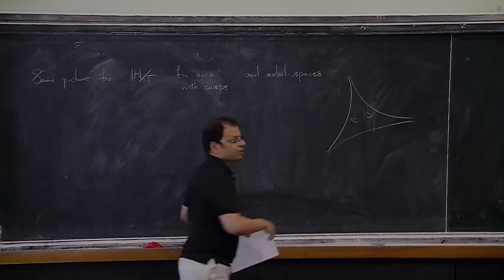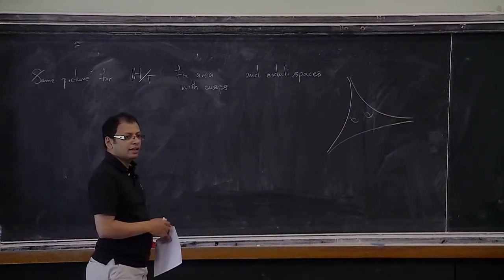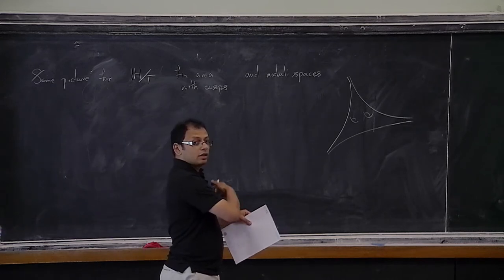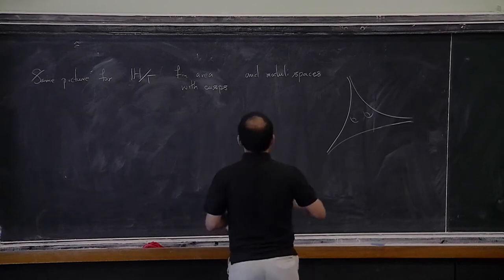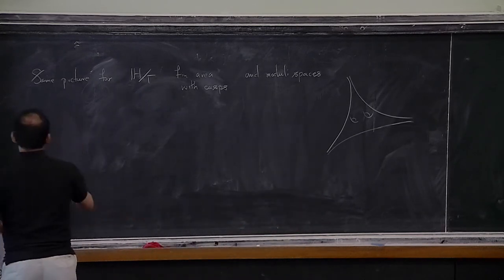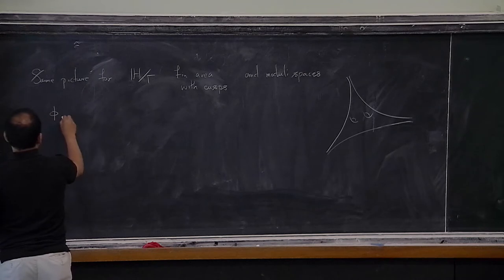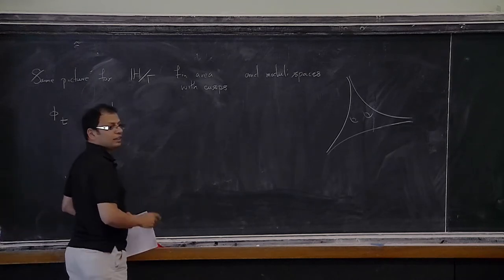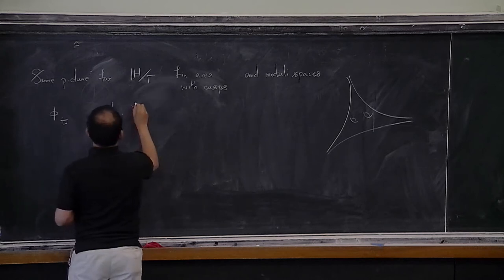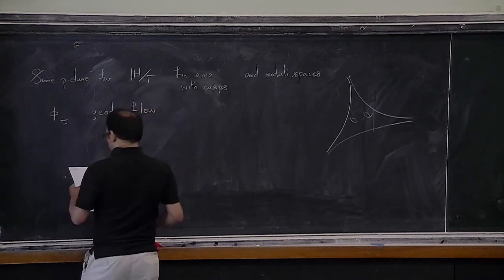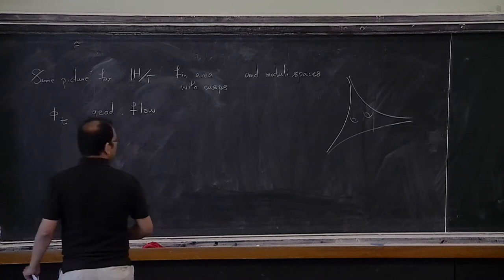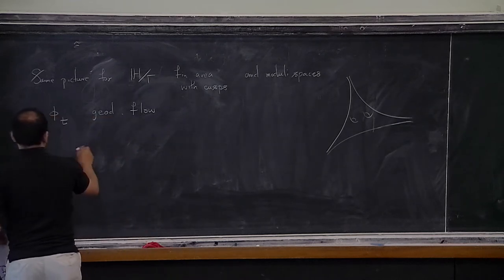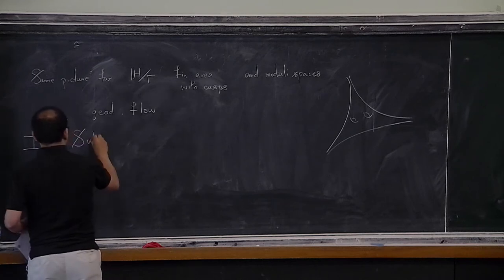The results when I state them will mostly be stated for the modular surface, but basically the results work in full generality for moduli space. Okay. In general, as notation, I will let phi t be the geodesic flow, and which geodesic flow I will tell you depending on the context. All right. So as a starting point, I wanted to discuss the Sullivan-Mazur log law.